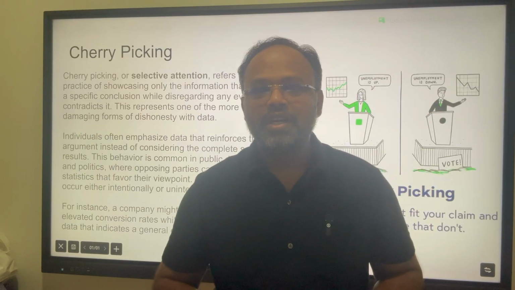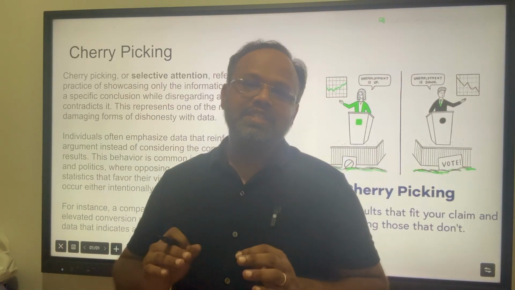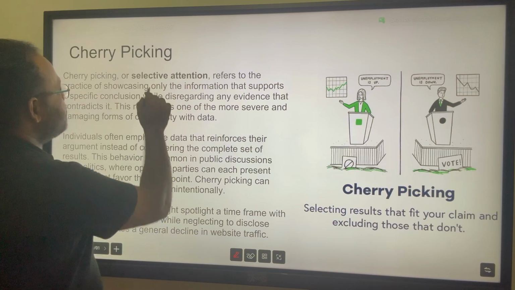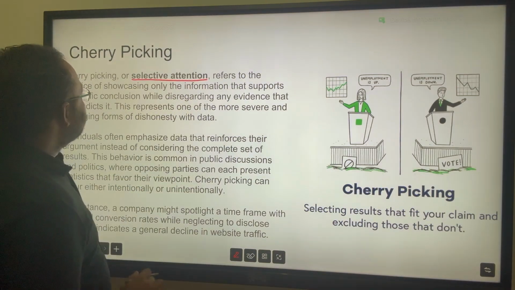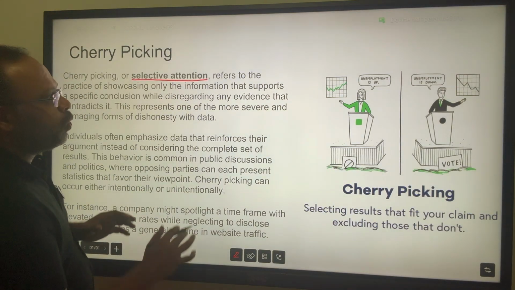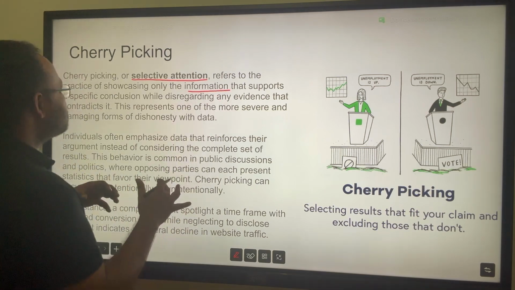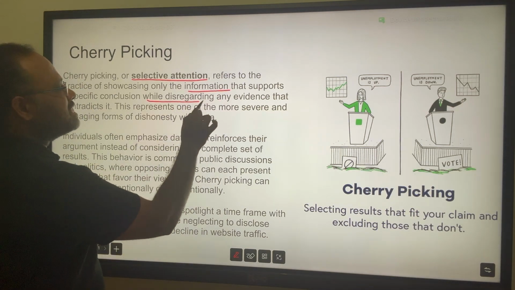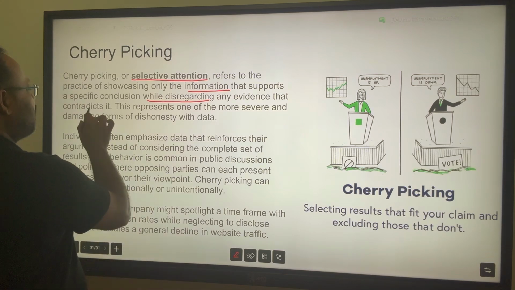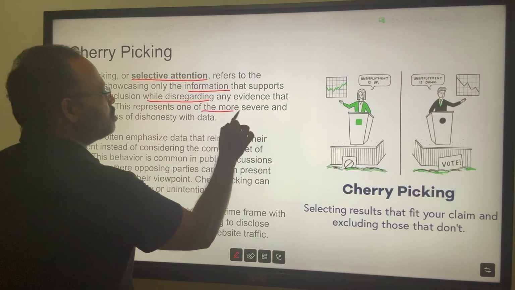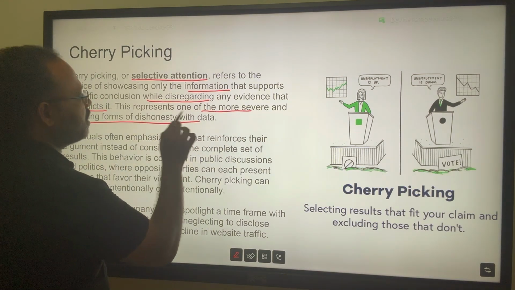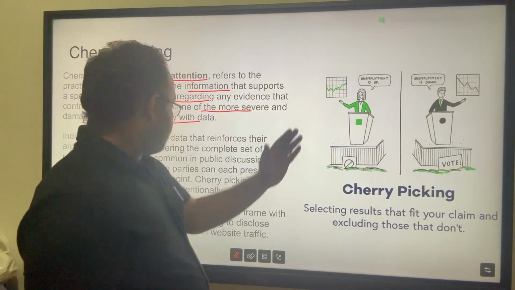Next, we move on to the interesting data fallacy, that is cherry picking. Cherry picking is otherwise called selective attention. It refers to the practice of showcasing only the information that supports a specific conclusion while disregarding any evidence that contradicts it. This represents one of the most damaging forms of dishonesty with data.